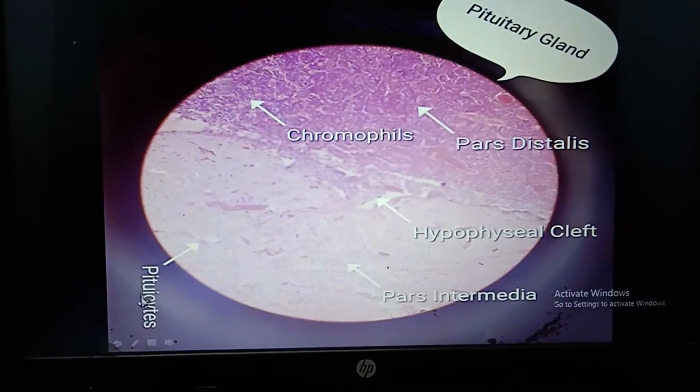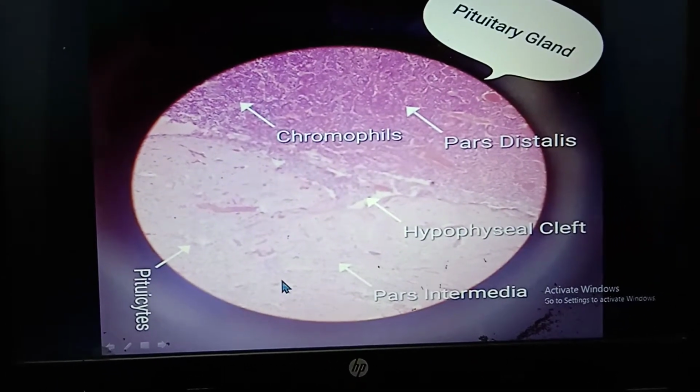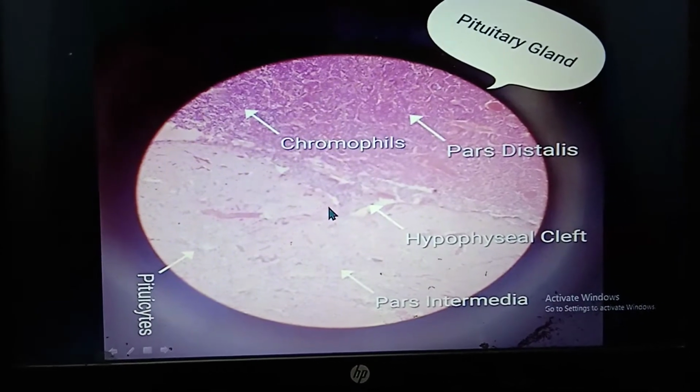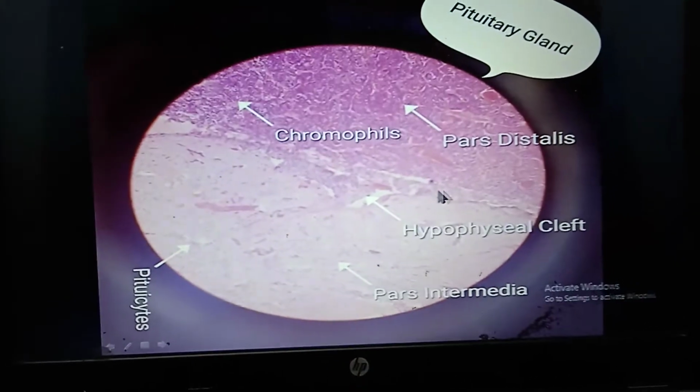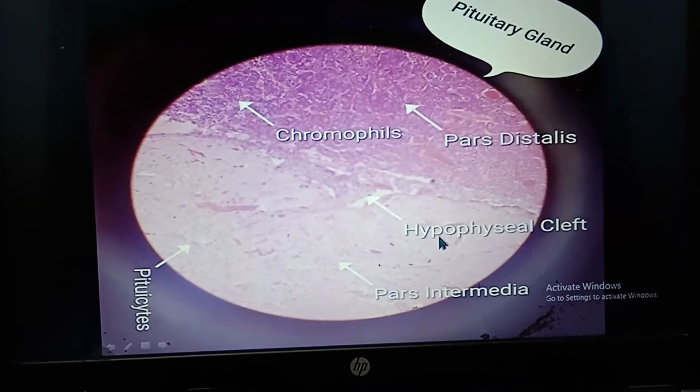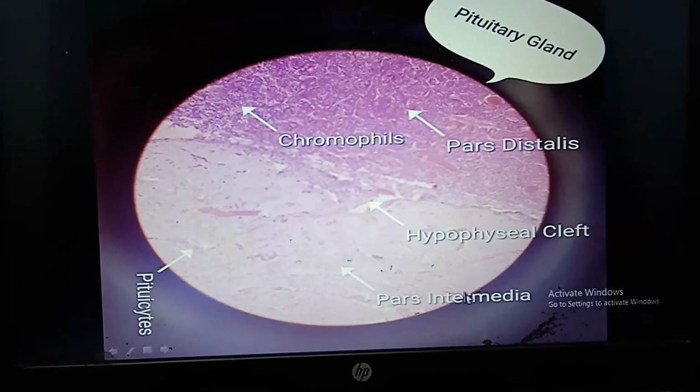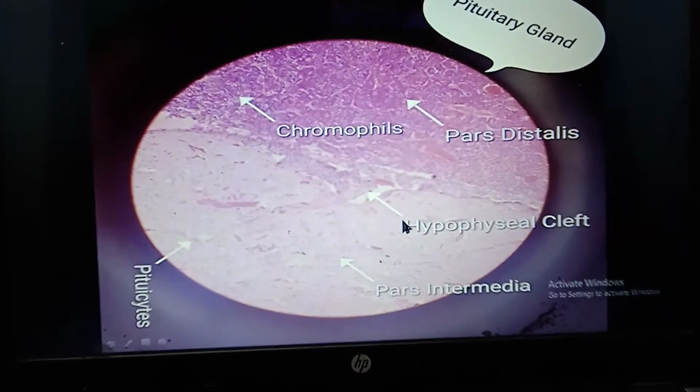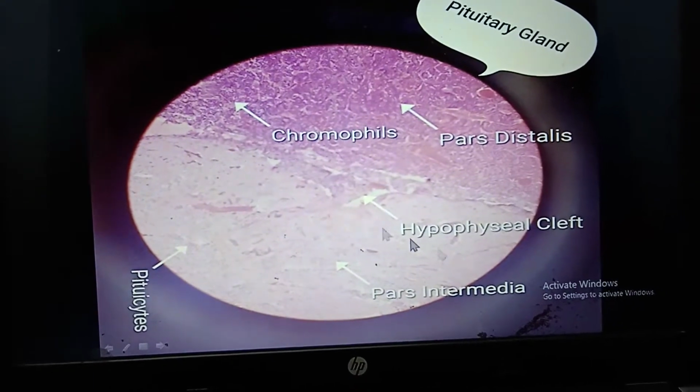Pituicytes, which are the neuroglia, lie within the posterior pituitary. In between these two there is a cleft, that is the hypophyseal cleft, and pars intermedia, which is the part of the anterior pituitary, lies just by the side of the hypophyseal cleft.